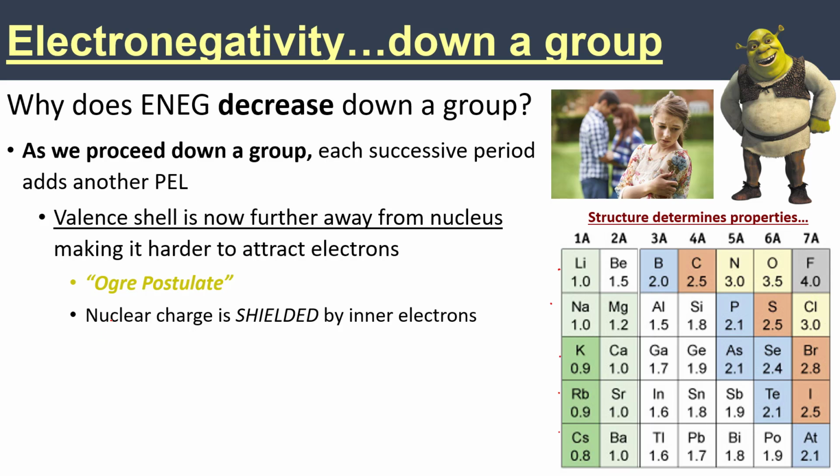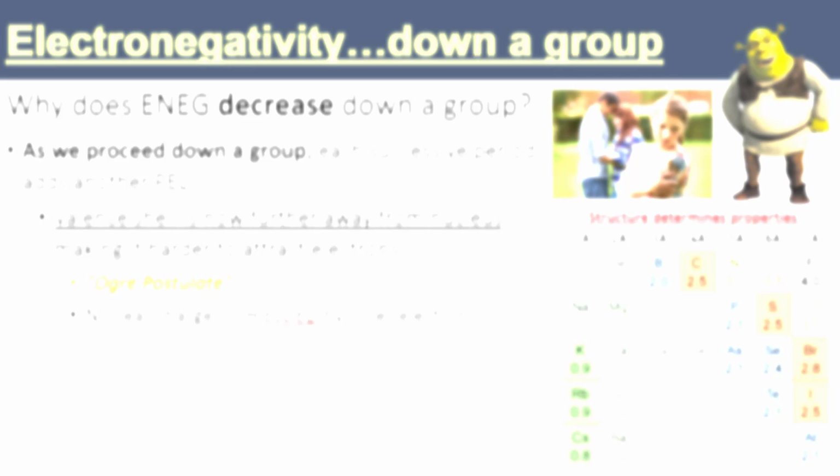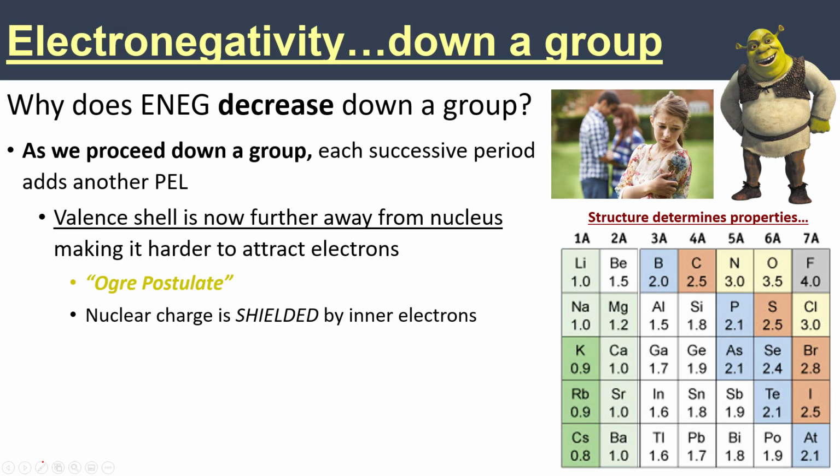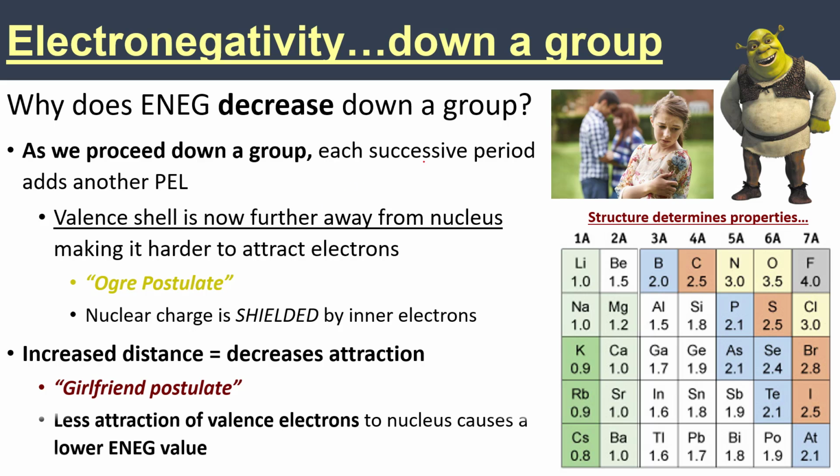You're also going to have your nuclear charge shielded by all the inner electrons that are in there, which is technically decreasing its ability to see through there and attract electrons into the valence shell. In addition to the Ogre postulate, we have the girlfriend postulate at play here to help explain why the electronegativity values go down for the larger atoms.